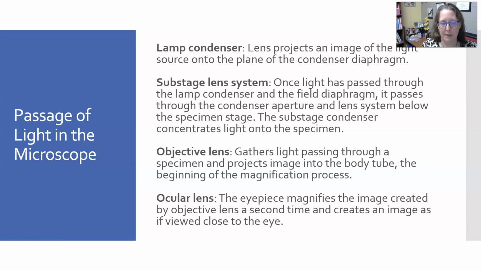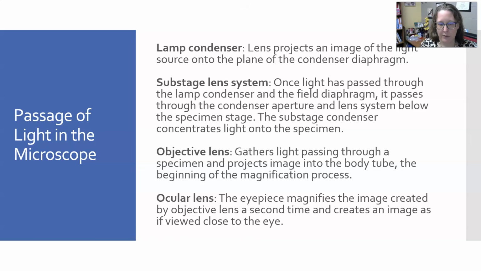Then the light passes through the specimen and hits the objective lens, which gathers the light passing through the specimen and projects the image onto the body tube, into a mirror. The objective lens is the beginning of the magnification process. Depending on which lens you're using, it'll magnify it 4 times, 10 times, 40 times, or 100 times.